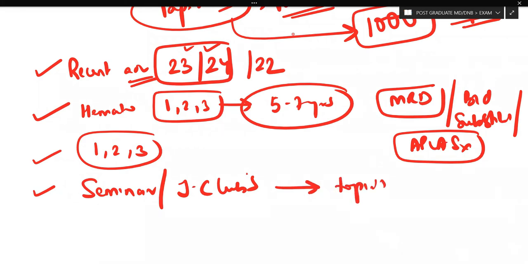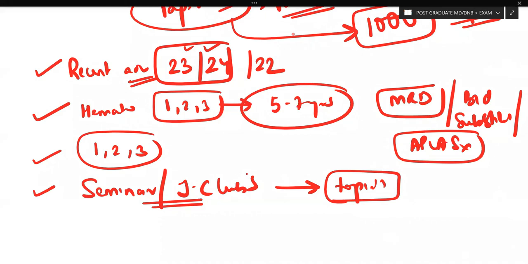Because you have already prepared a seminar on that, it will be easily available from each and every one of you. This is quite specific to the individual college, because they tend to give questions from these journal club topics that you or your counterparts have prepared. So those 10-15 topics you take into account.